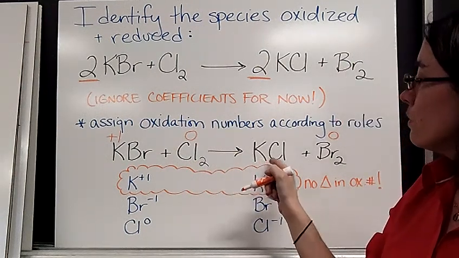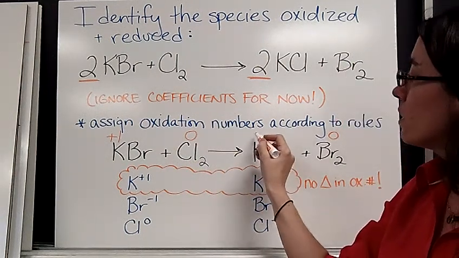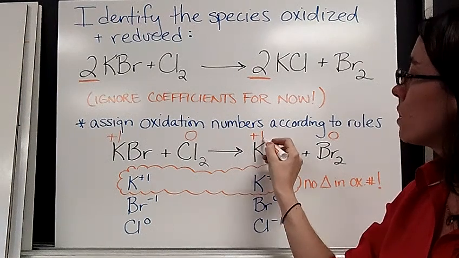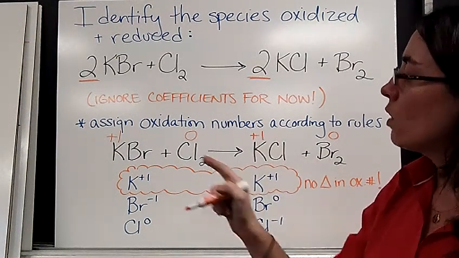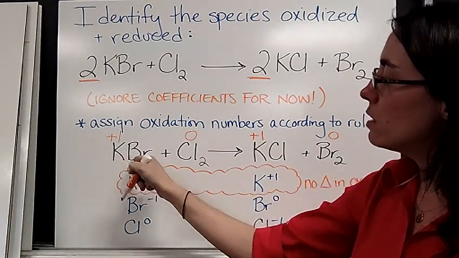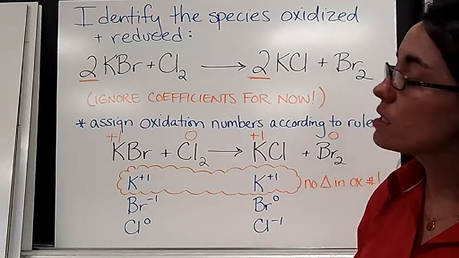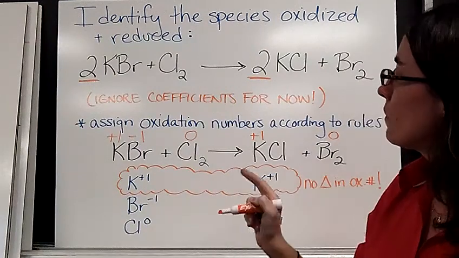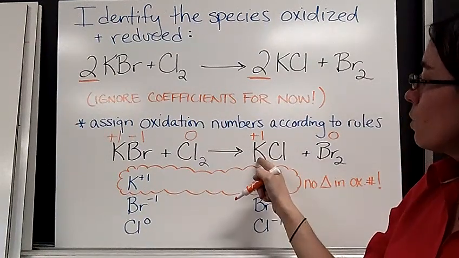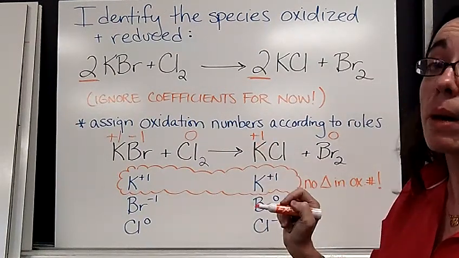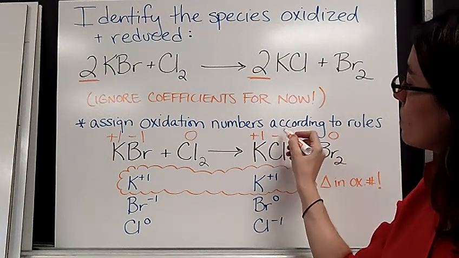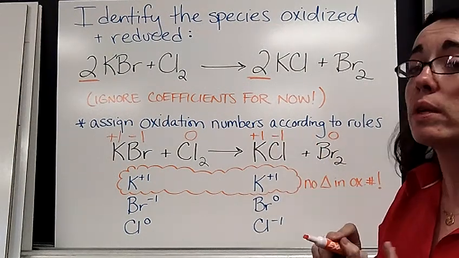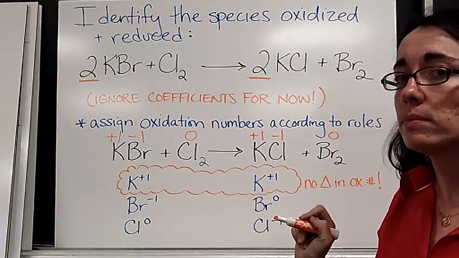The same thing is true over here. Since it's in a compound, this is going to have a +1 charge. Now, because there's one of these and one of those, it must sum to 0. The oxidation number here is a -1. Here, because there's one of those, this is a positive one. This must be a negative one. And so we have assigned oxidation numbers.